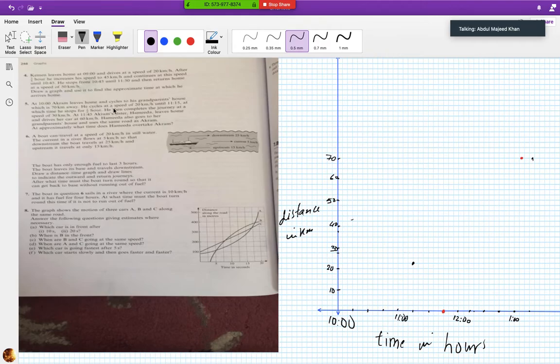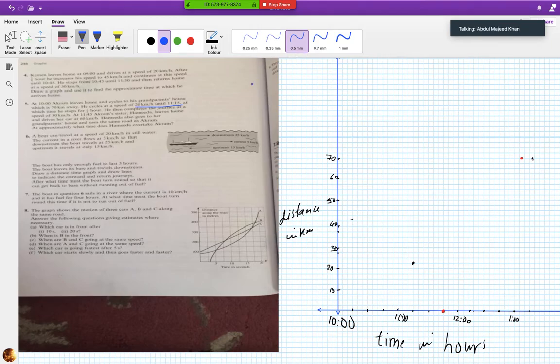He cycles at a speed of 20 kilometer until 11:15. So this is the first information I am getting here in the question. So let us mark this one. So the speed here is 20 kilometer per hour, while the time he takes is after 10 it is 11:15, so it is 1 hour and 15 minutes.